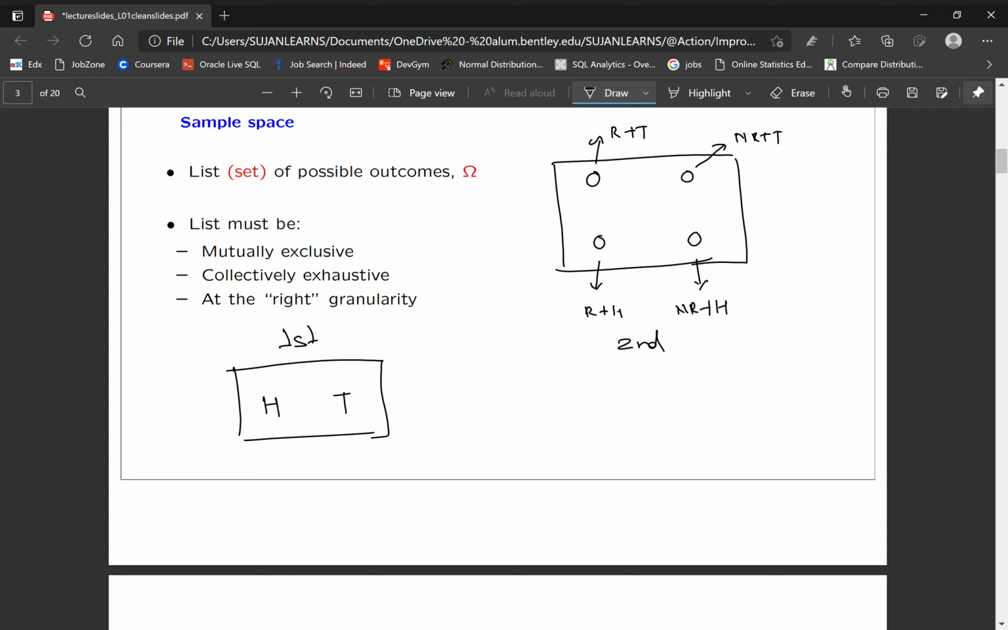So what we can say is that the right level of detail is the one that captures the aspects that are relevant and of interest to you. Hence, we can say that the first one is the right sample space. So what we just talked about is that we defined what a sample space is, the possible outcomes of a sample space, and the properties of a sample space. Thank you.